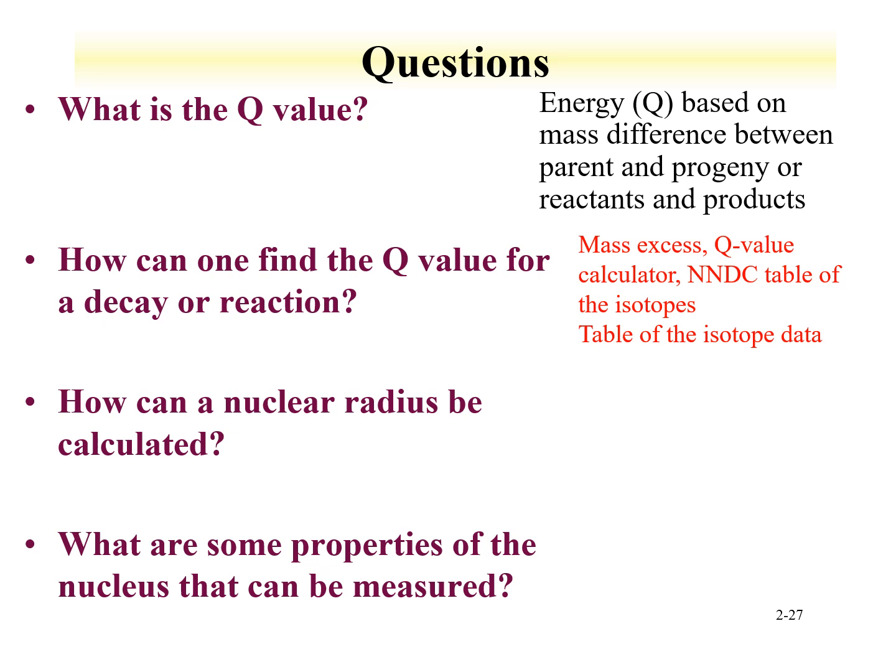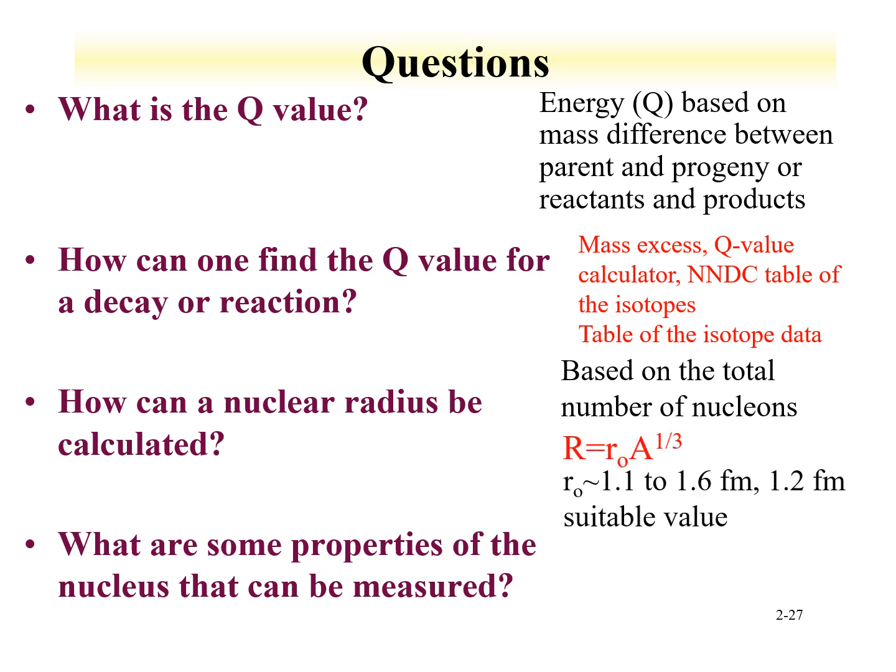How can you calculate the nuclear radius? Well, through this simple equation that's based upon the total number of nucleons. R equals R naught A to the 1/3. R naught varies from 1.1 to 1.6 femtometers. And generally speaking, 1.2 is a good number if you don't know what value to use. 1.2 fits the broadest number of nuclei.